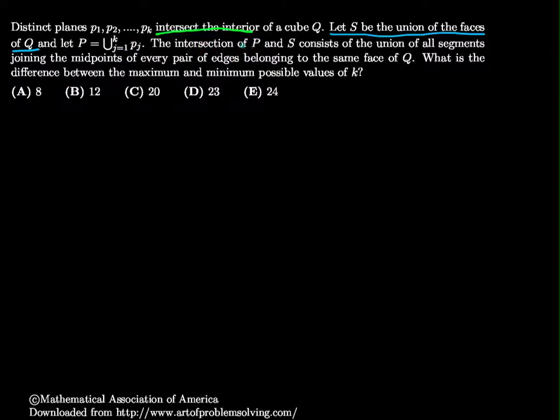The intersection of all of the planes and S consists of the union of all segments joining the midpoints of every pair of edges belonging to the same face of Q. What is the difference between the maximum and minimum possible values of K? And actually, this problem wasn't too hard.